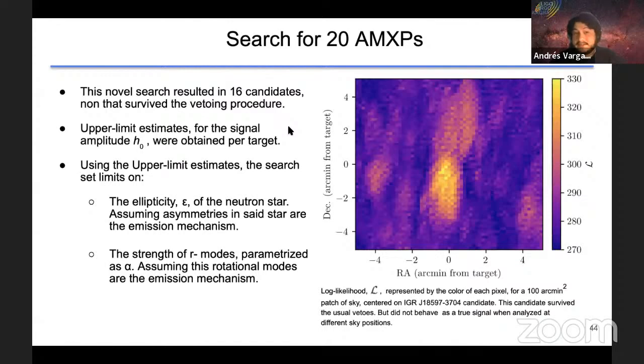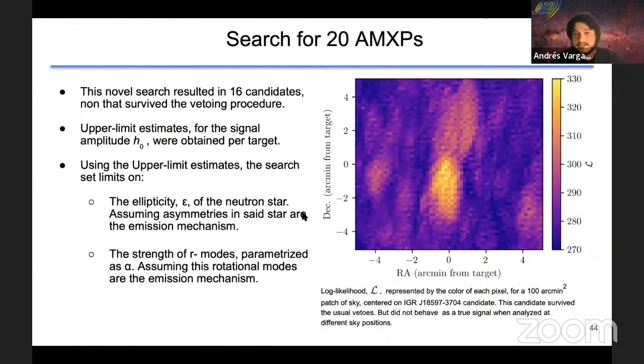So as I said, this is a new search. It yielded 16 candidates, none that survived the vetoing procedure. So upper limits were estimated for many of these candidates. Some of these upper limits were new, as none of those candidates had been searched before. And using the upper limits, we can also estimate astrophysically interesting data, as for instance, the ellipticity of the neutron star or the strength of the r-mode, which is parameterized as alpha.